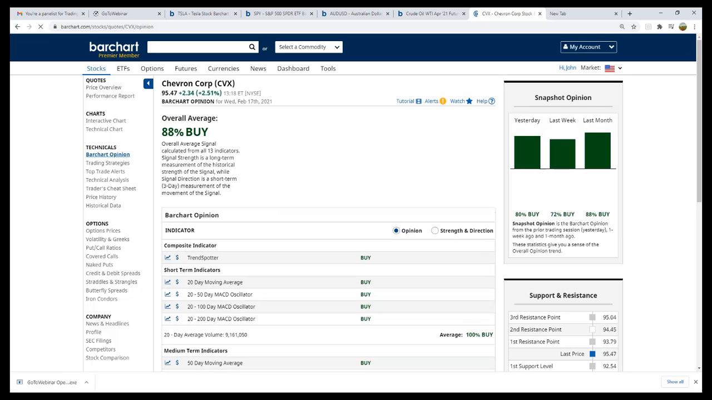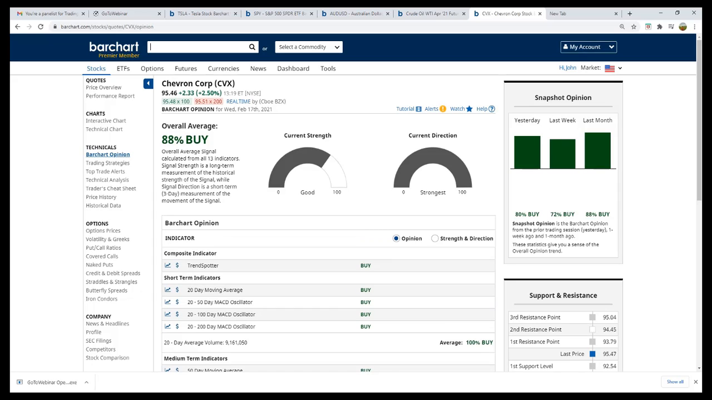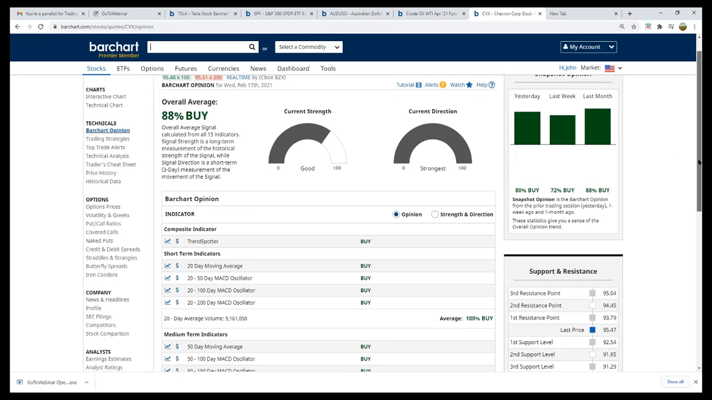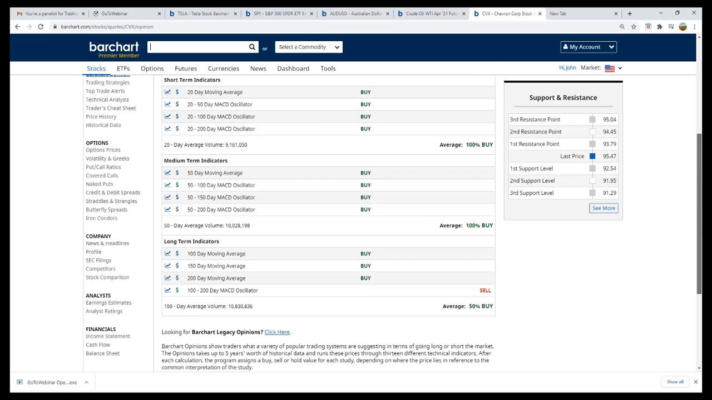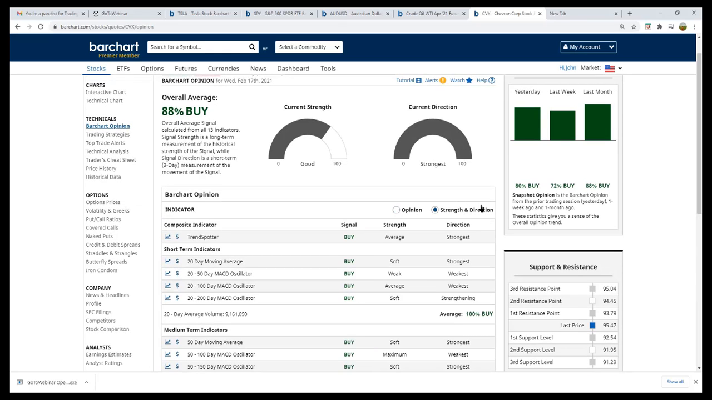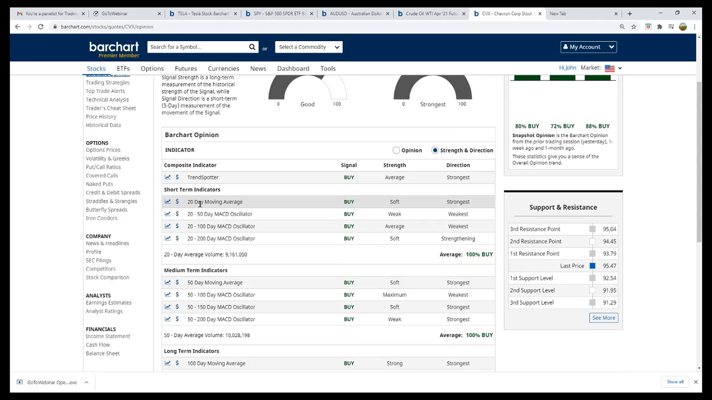So our overall signal is our current strength is good, right? It's 88. It's telling us that of all those technical indicators, they're all probably a buy, with only one dissenting one. Our strength and direction, right? Here's our 20-day moving average. It tells us the strength of our 20-day moving average trend is soft. Maybe our trend is not very strong, but in just the last 3 days, we're at the strongest. So what's happening? Our trend has been kind of idling, but now our momentum is increasing.